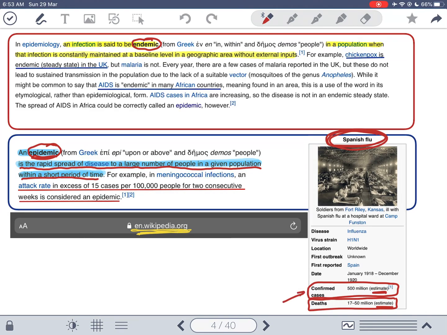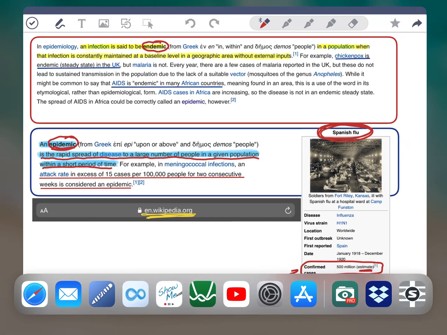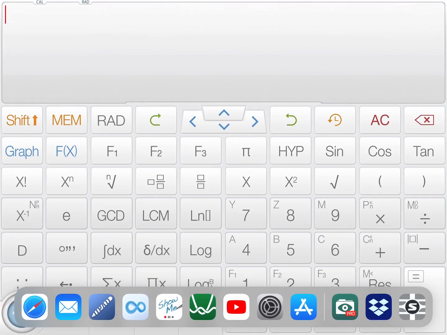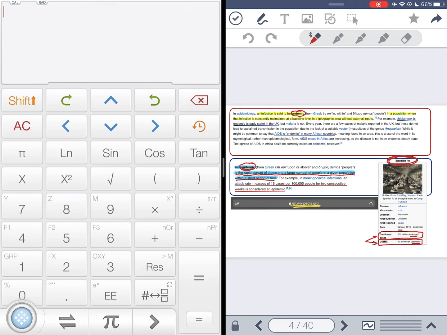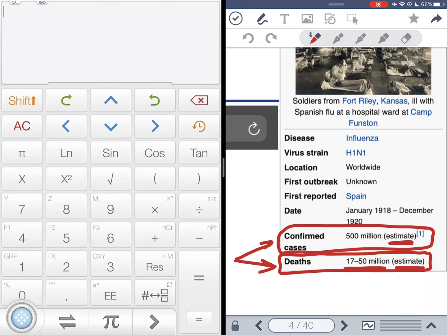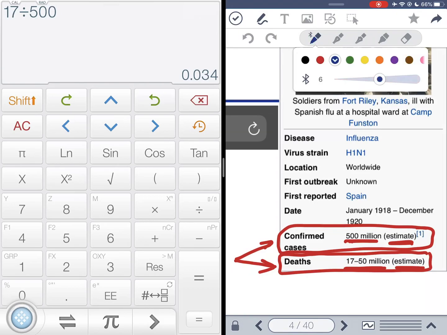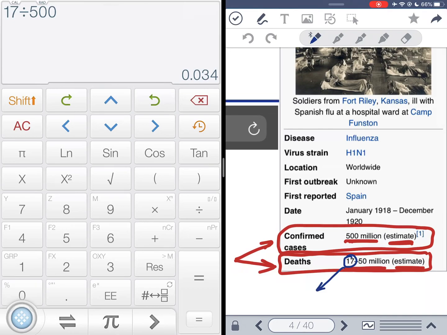Let's look at the confirmed cases and the deaths and see what percentage of confirmed cases died with this Spanish flu. So we will go to the calculator, and actually, let's put them together. That would make it easier to solve. The deaths were 17 to 50 million, so let's say 17 million divided by the confirmed cases, 500 million. Because they're millions, the zeros cancel, so you can just do 17 over 500. If you do the ratio, 17 over 500 is about 3.4% of people who got it ended up dying.